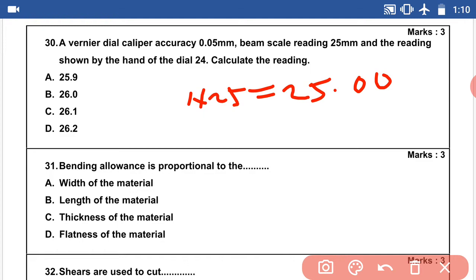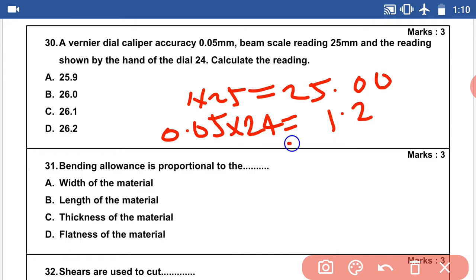Value 0.05, multiply by 24, the dial hand reading, equals 1.2. So this value is added: 25.00 plus 1.2 gives 26.2. So for this question, option D is the correct answer.